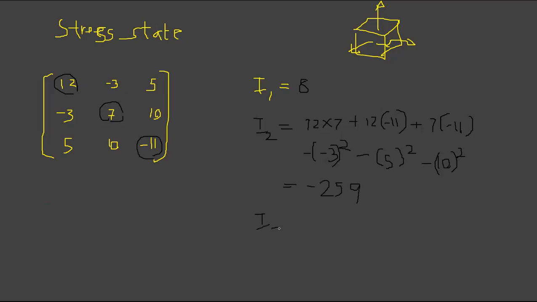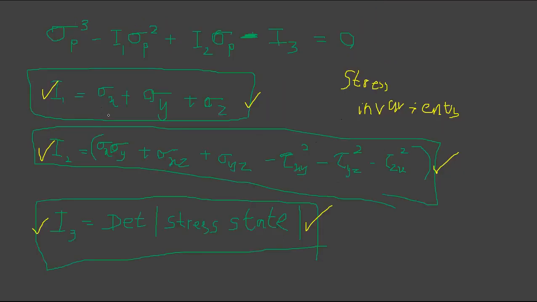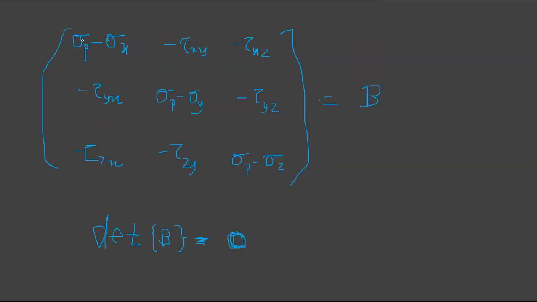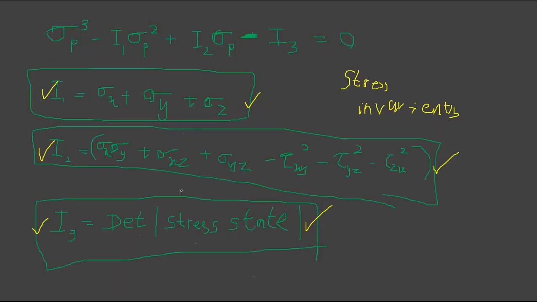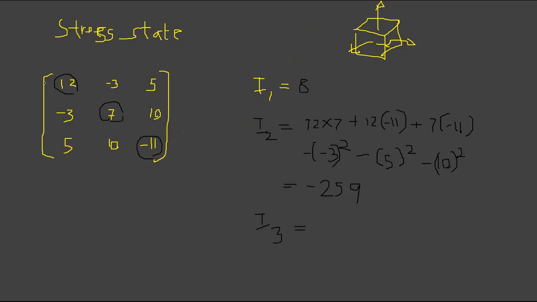So I3 is the determinant of this matrix, right? So this determinant and this determinant is not the same. Here you have, it's obtained from sigma p minus this matrix, right? So those two are different. Keep in mind. So this matrix, you can take the determinant from your calculator. I'll tell you the steps. I hope you have a Casio FX-991ES Plus or some familiar calculator.